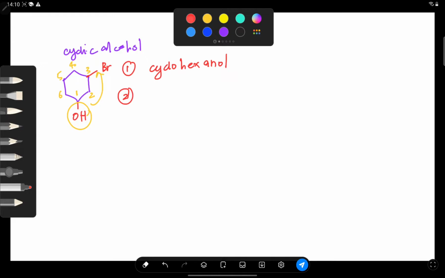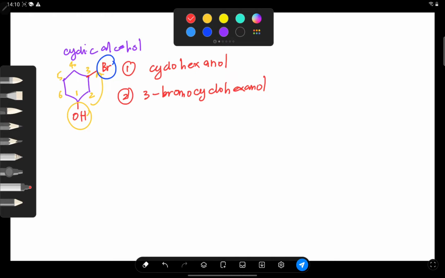Okay. Then you need to write down the location of the substituent. Here is the substituent. When bromine becomes a substituent, it will be bromo. So 3-bromo cyclohexanol.